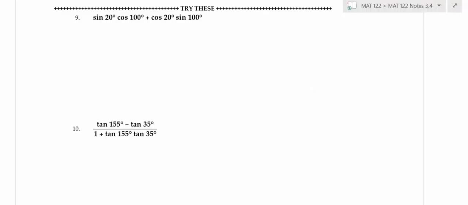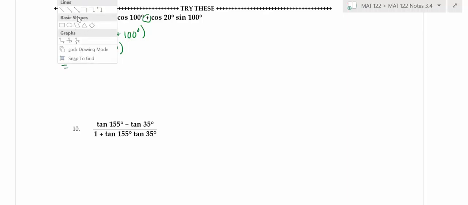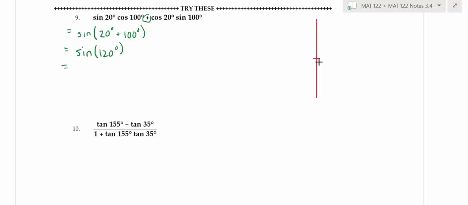Okay, so here's what you should have come up with on this. Now, since this is a plus sign, that means that this is the sine sum identity. So it's going to be the sine of 20 plus 100, okay, because it's the same sign. So that's going to be the sine of 120 degrees. So we're just going to consider a unit circle again and look up 120 degrees.